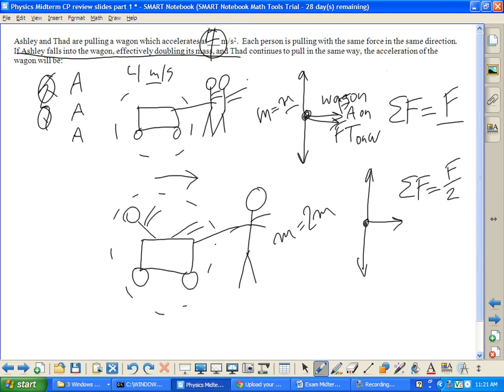So let's see. Up here, acceleration equals whatever that force was over whatever that mass was, and it works out to 4 meters per second squared. Wait, actually, wouldn't it be F over 4? It's just the force. Oh, okay. So what's the acceleration then of 1/2 the force divided by twice the mass?